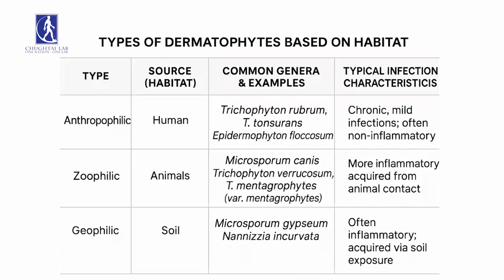Then the last group is geophilic fungi. These are present in the environment, including soils and plants. They are acquired after environmental trauma or other penetrating injuries acquired in the environment. These infections are also severely inflammatory and usually acquired after soil exposure.